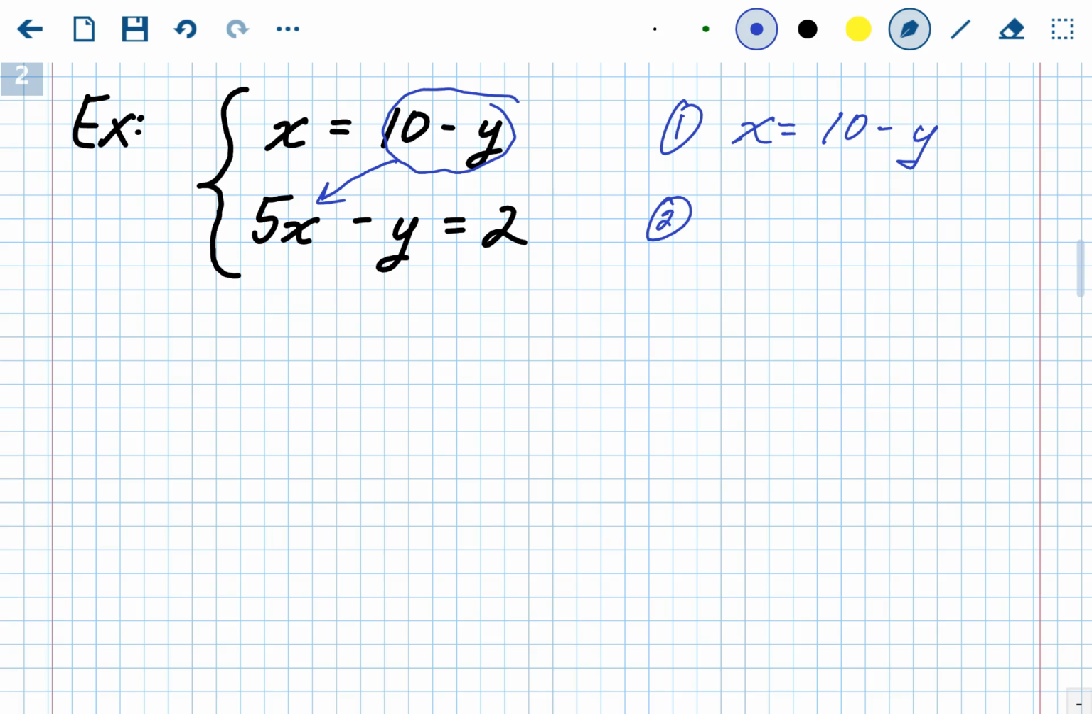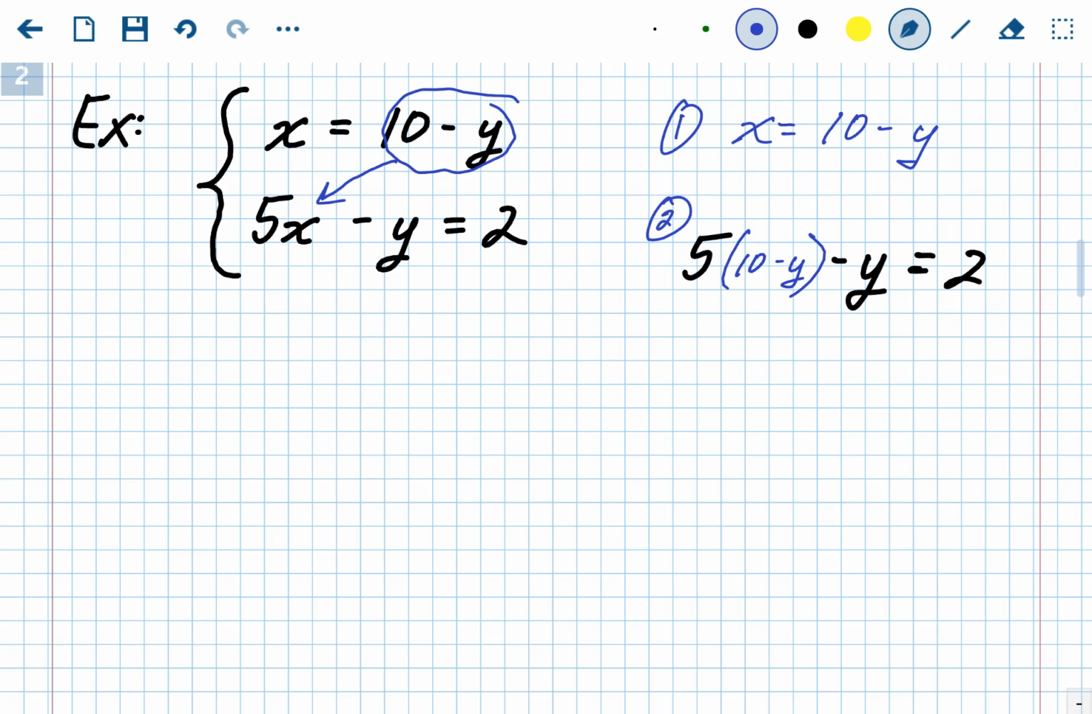So instead of 5x minus y equals 2, we're going to have everything staying the same except for x. We're going to replace x with 10 minus y because that's what x equals. So we're going to have 5 times 10 minus y equals 2.